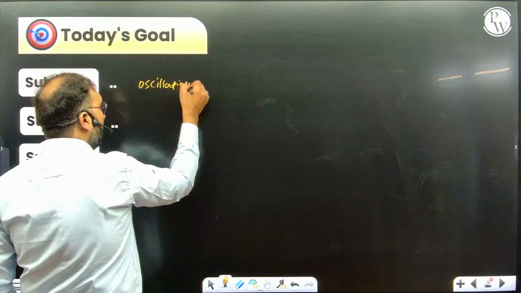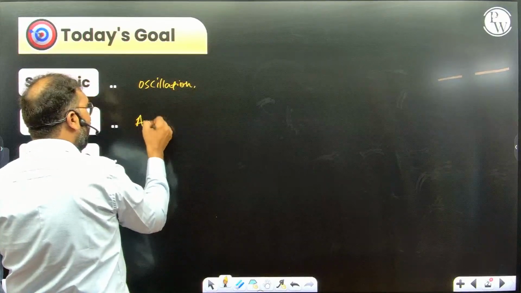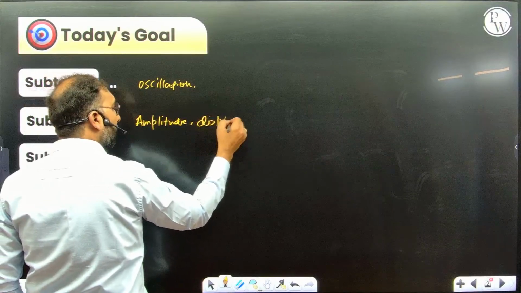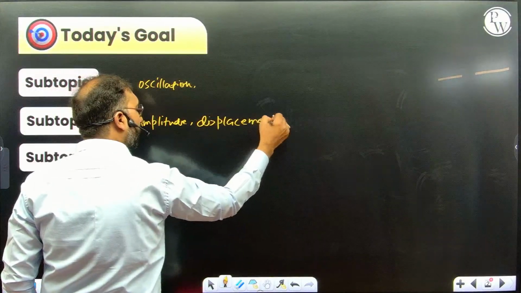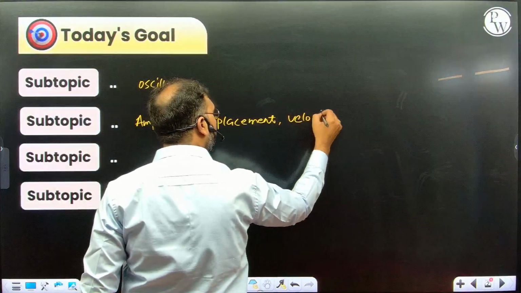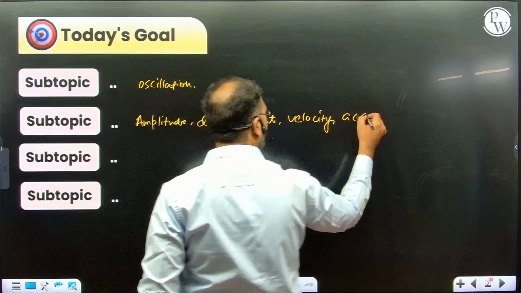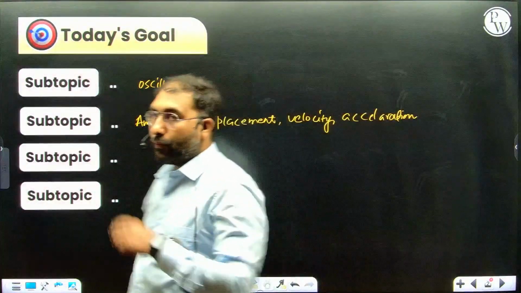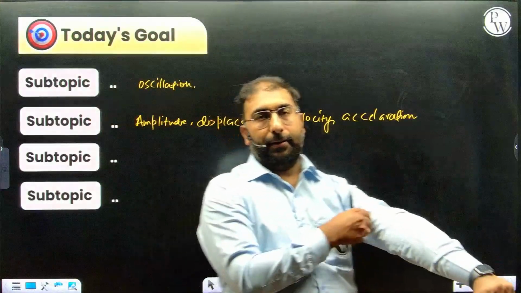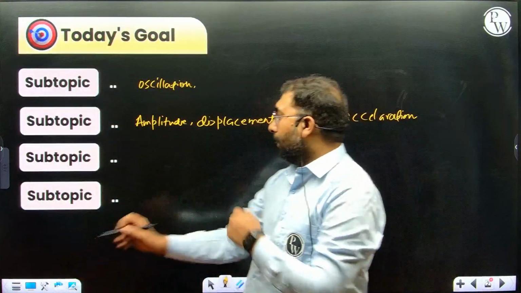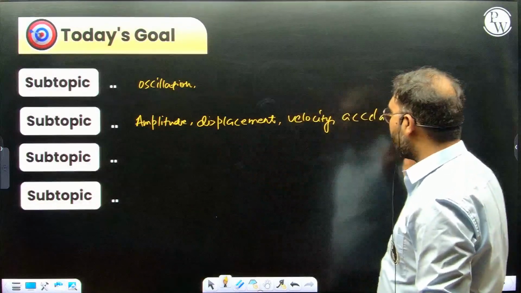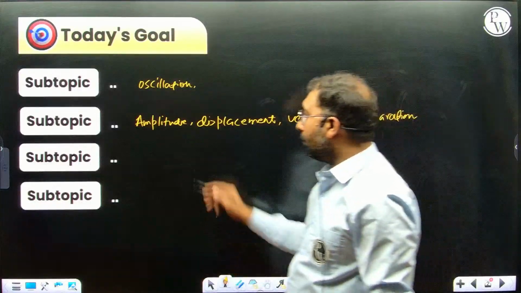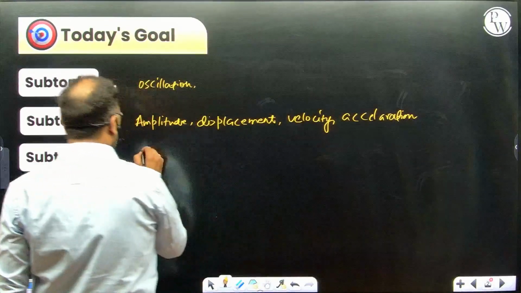Then writing amplitude, displacement, velocity, acceleration for a particle performing SHM. So whenever we are dealing with topics like oscillations, we must be able to write down the displacement, velocity, acceleration of the particle performing SHM. We should be able to see its amplitude, time period and all.